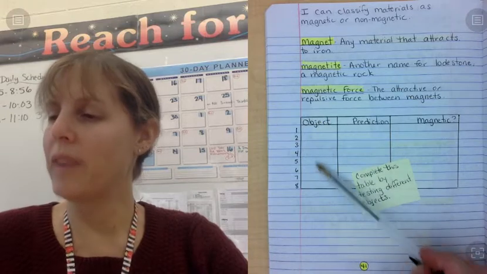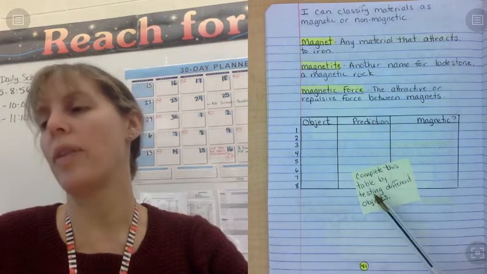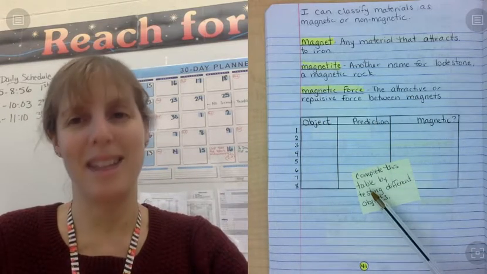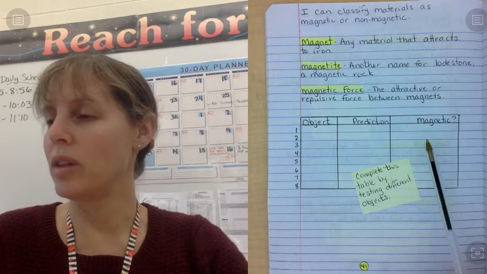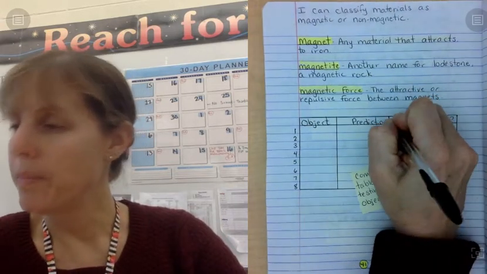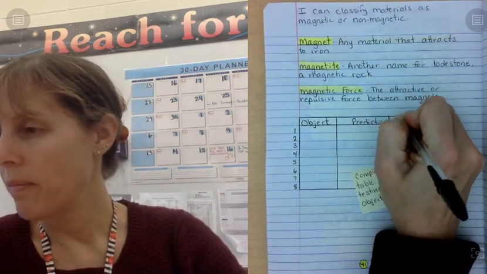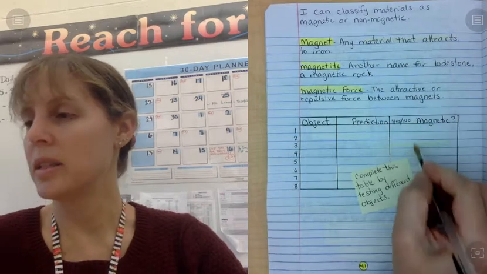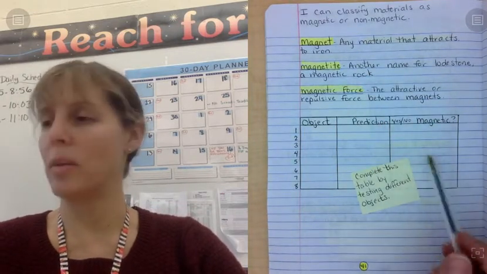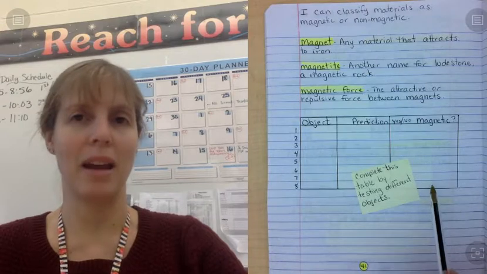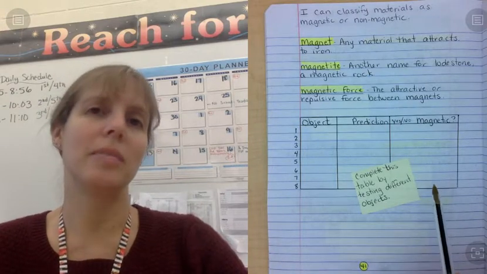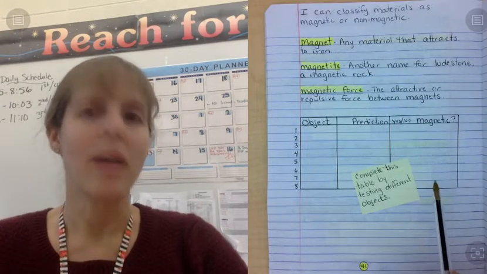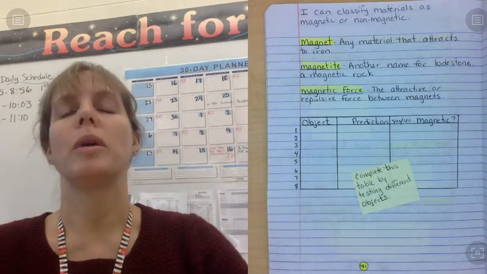But I want you to find 8 objects. I want you to predict whether or not they are magnetic. And I want you to either put yes or no in this blank so that you can determine whether or not some objects are magnetic. I do want you to test some things that are not necessarily metal. Get a little creative. Here's what not to test.